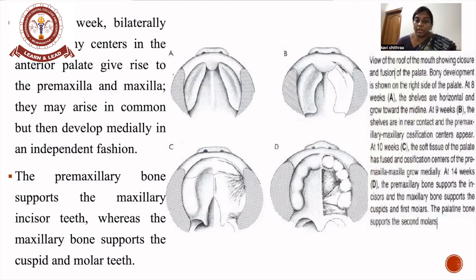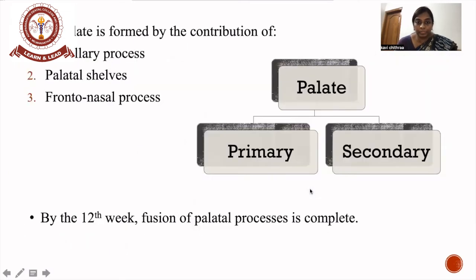Initially, the tongue is present on the roof of the mouth, so the palatine shelves cannot approximate. That is why they grow vertically downwards. Once the tongue lowers to the floor of the mouth, the palatine shelves then grow horizontally and fuse to each other. By the 12th week, the fusion of the palatal processes is complete. So can you just repeat? The palate is formed by the contribution of the maxillary process, palatal shelves, and frontonasal process.